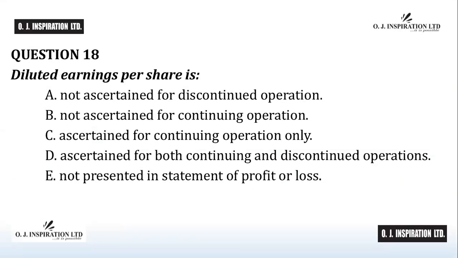Question number 18. Diluted earnings per share is A, not ascertained for discontinued operation. B, not ascertained for continuing operation. C, ascertained for continuing operation only. D, ascertained for both continuing and discontinued operations. E, not presented in statement of profit or loss.